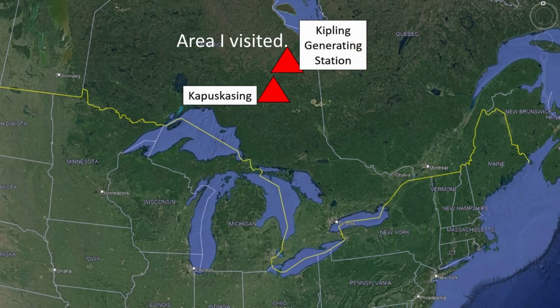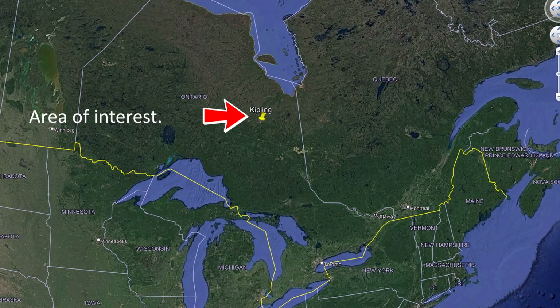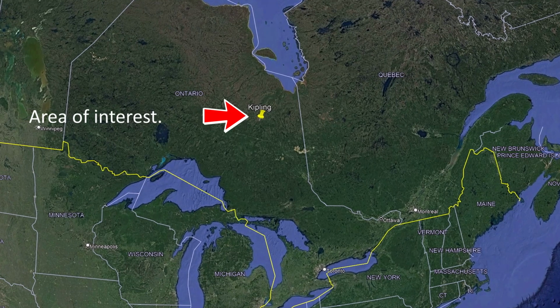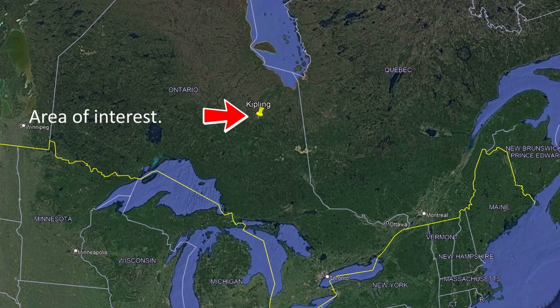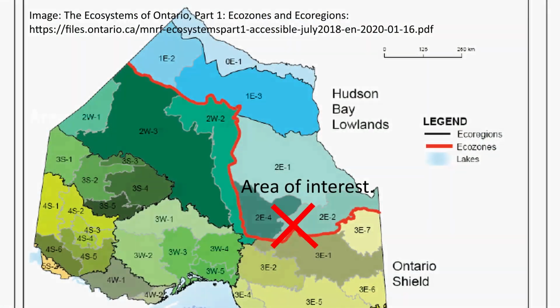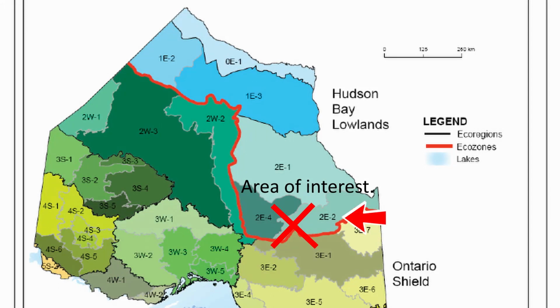In early summer 2022, my fascination with the relationship between geology and plants took us to an area close to the transition between the Canadian Shield and the James Bay lowlands in northeastern Ontario. This area is an ecotone between the James Bay ecoregion labeled 2E on this map and the Lake Abitibi ecoregion labeled 3E on the map.